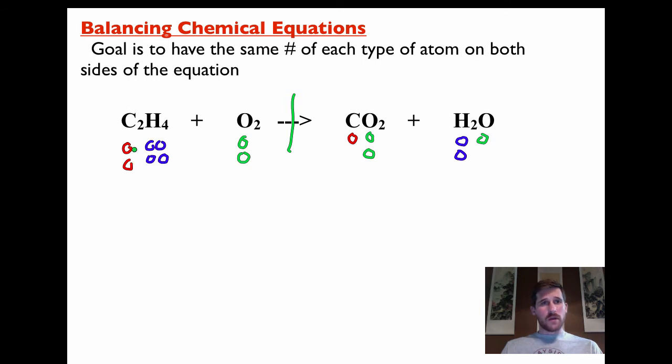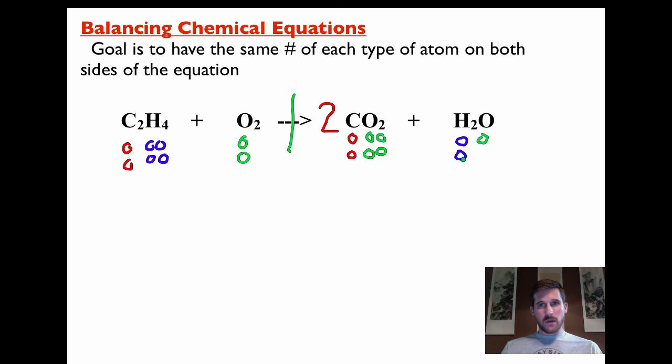So here we go. Carbon, we got 2 here and 1 over here. So I can put a 2 there, and that will give me 2 times 1, or 2 carbons, and balance my carbons out. But it also changes my oxygens connected to the CO2. So 2 times 2, now I have 4 total oxygens here. So carbon is balanced now. That's great. Let's go to hydrogen.